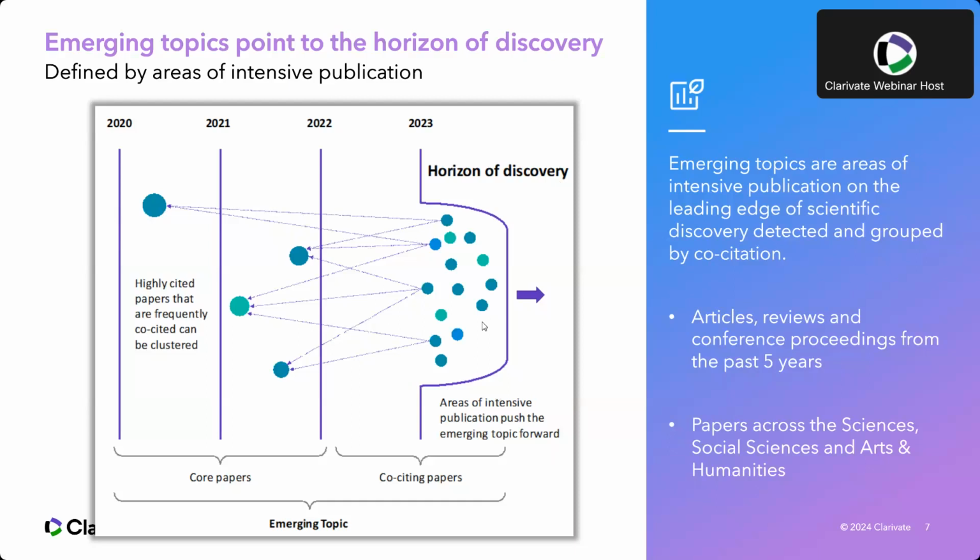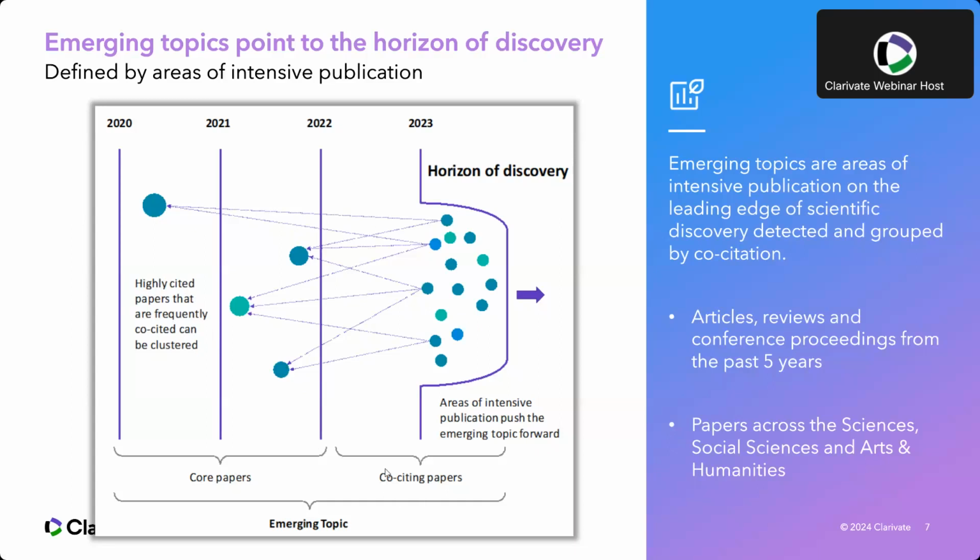And this group of papers is pushing the emerging topic forward, right? But if you look back in history, those papers are co-citing those papers, and that's what we call core papers. These 1, 2, 3, 4 are defined as core papers. They are highly cited papers that are frequently co-cited, and we group them. So you will see that all of these define an emerging topic.